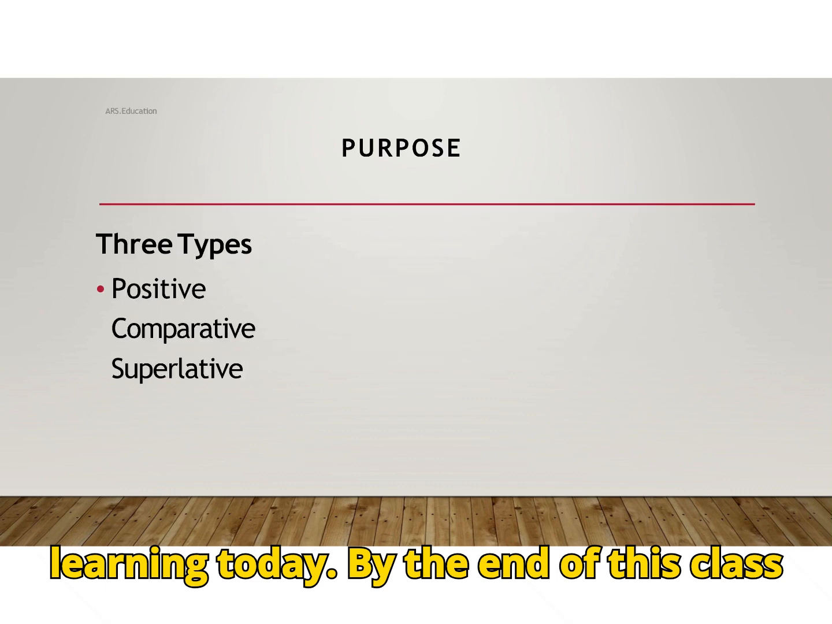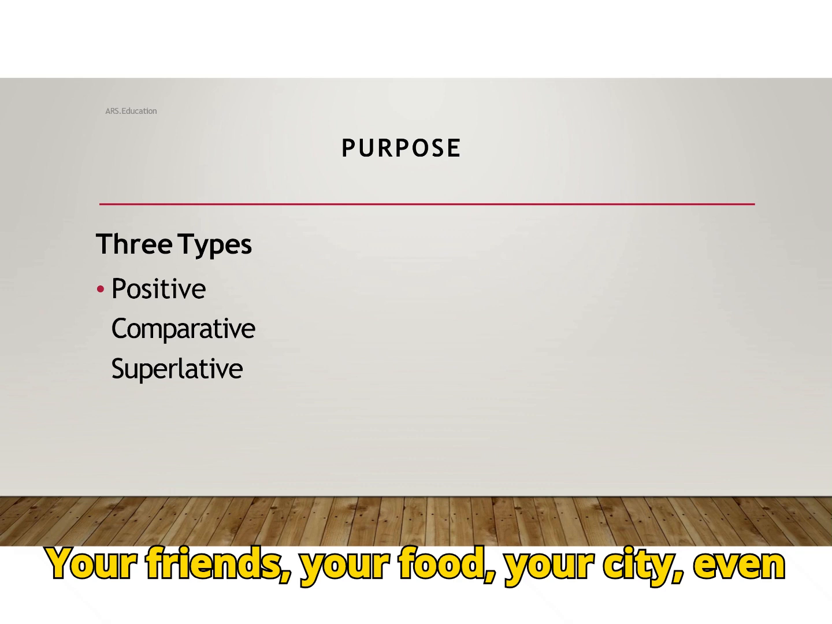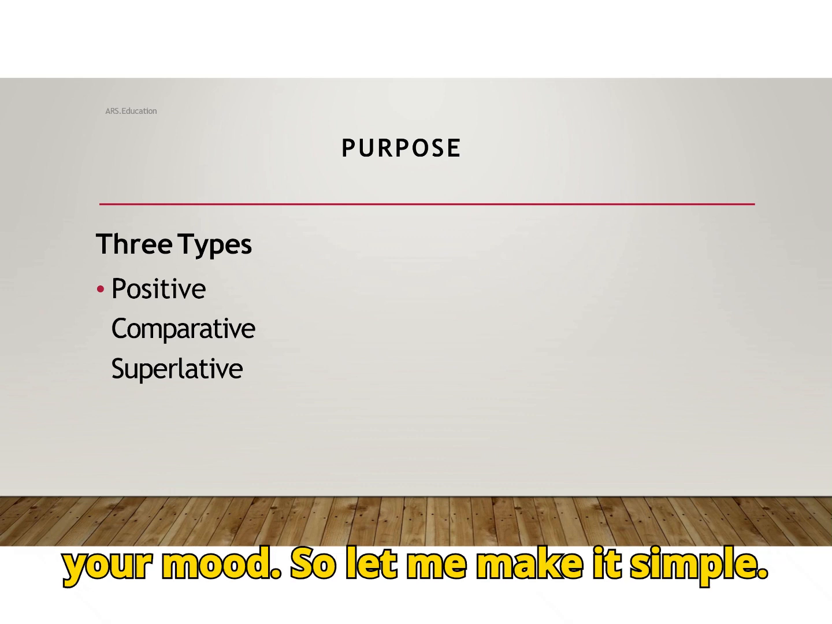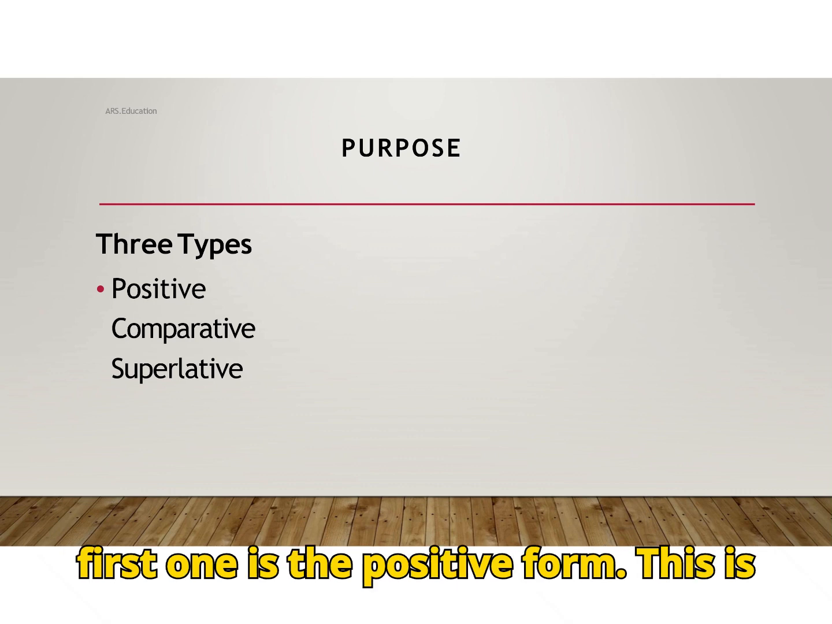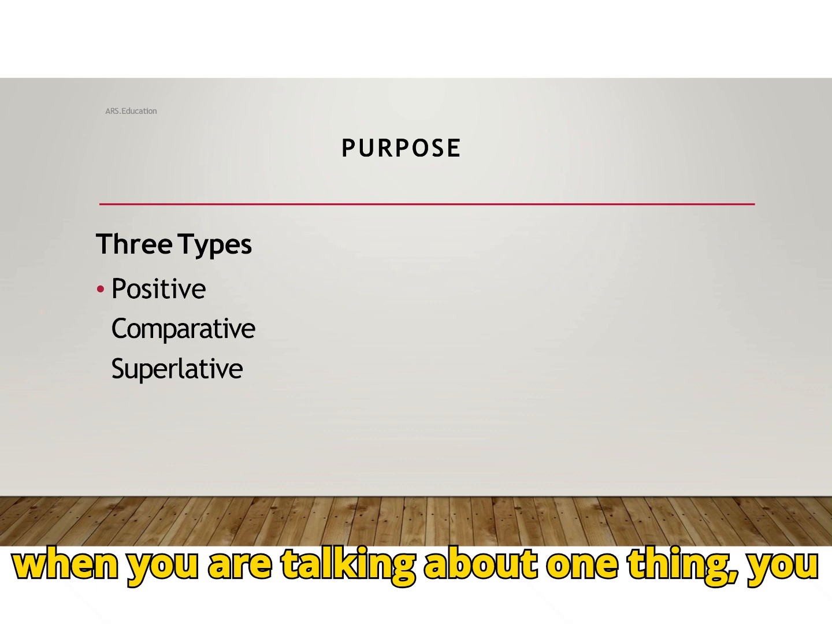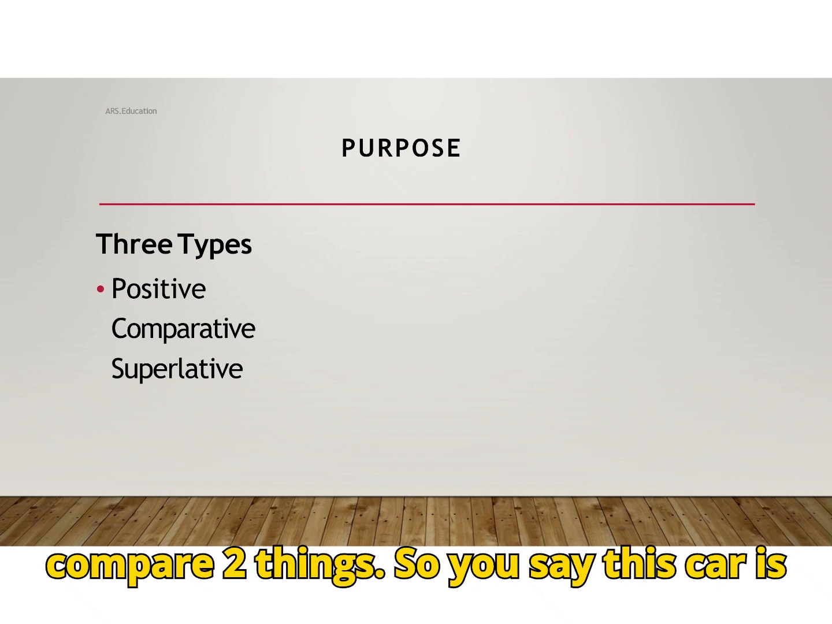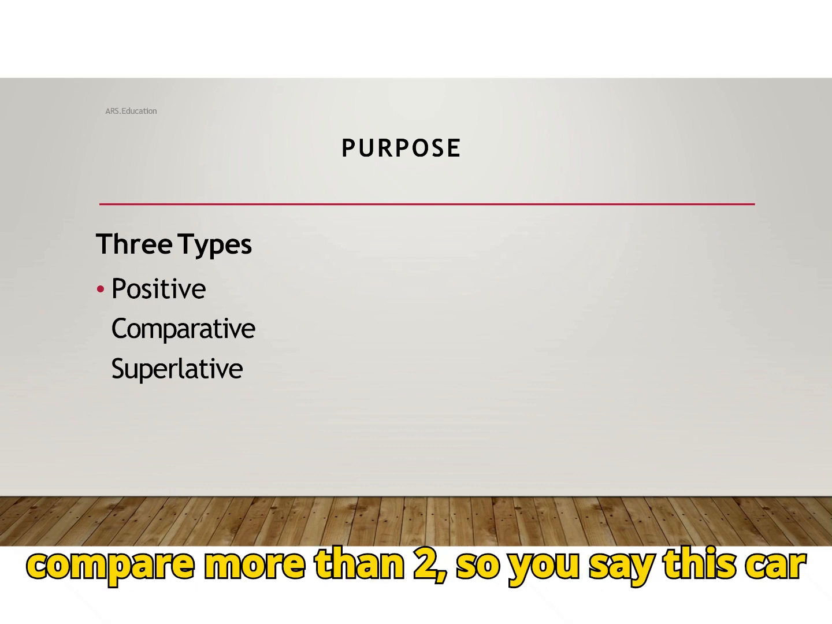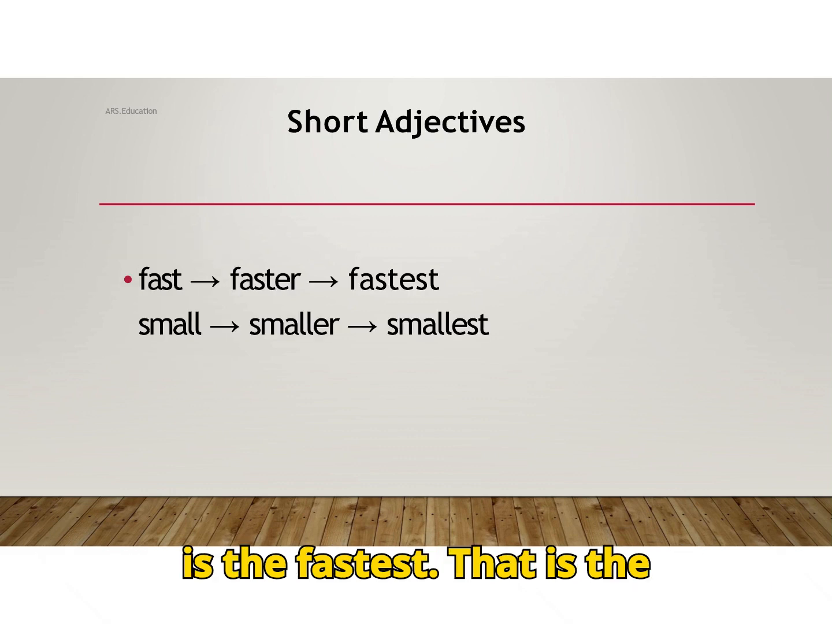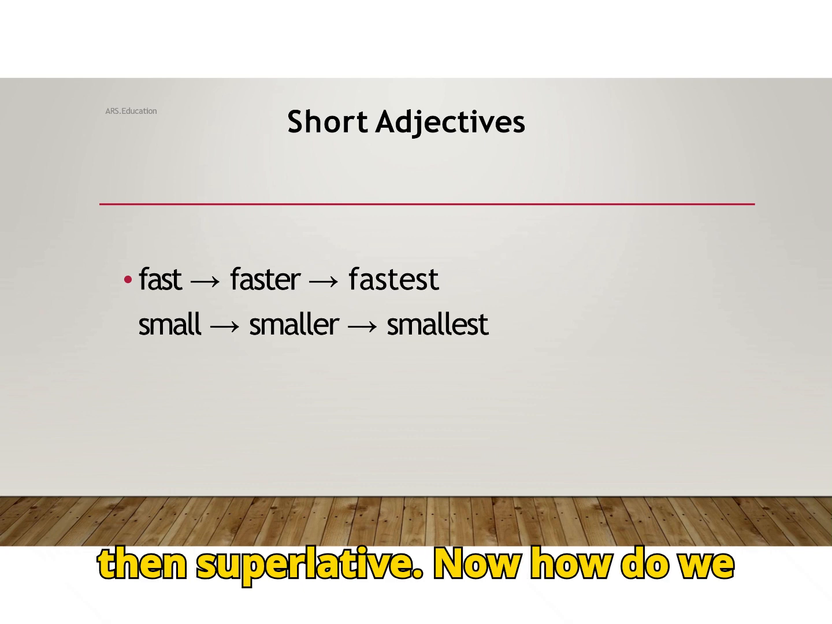By the end of this class, you will be able to compare anything, your friends, your food, your city, even your mood. So let me make it simple. There are 3 levels of comparison. The first one is the positive form. This is when you are talking about one thing. You say this car is fast. The second one is the comparative form. This is when you compare two things. So you say this car is faster than that one. The third one is the superlative form. This is when you compare more than two. So you say this car is the fastest. That is the whole idea. Positive, then comparative, then superlative.